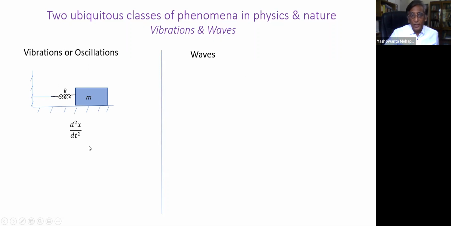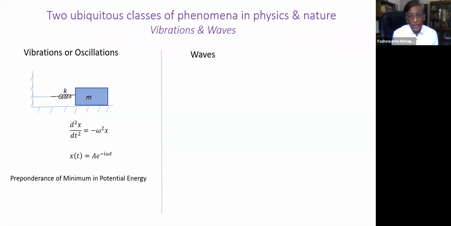The signature of simple harmonic motion is that the second derivative in time is proportional, with a negative sign, to the variable itself, where omega squared is a positive quantity. That gives rise to simple harmonic motion. And the solution we seek in terms of complex exponentials, you must have done this a lot in physics 102. This preponderance of vibrations and oscillations is everywhere in all branches of science and engineering, everywhere in nature.